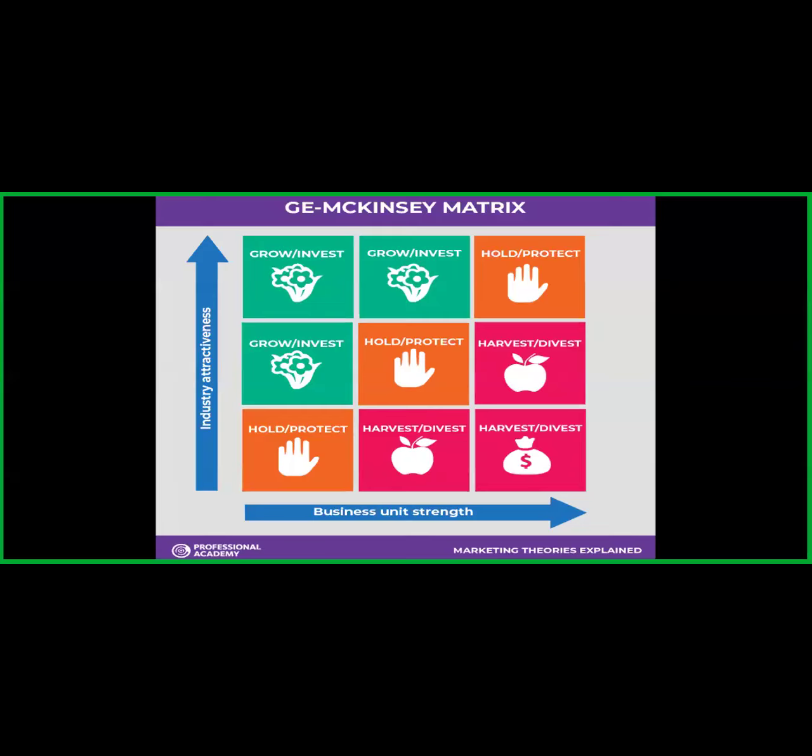So here 9 quadrants are there. So we need to again write in those quadrants which are the products which can be written under grow or invest, which are the products which we have to categorize under hold or protect, and which are the products which we can categorize under harvest and divest.